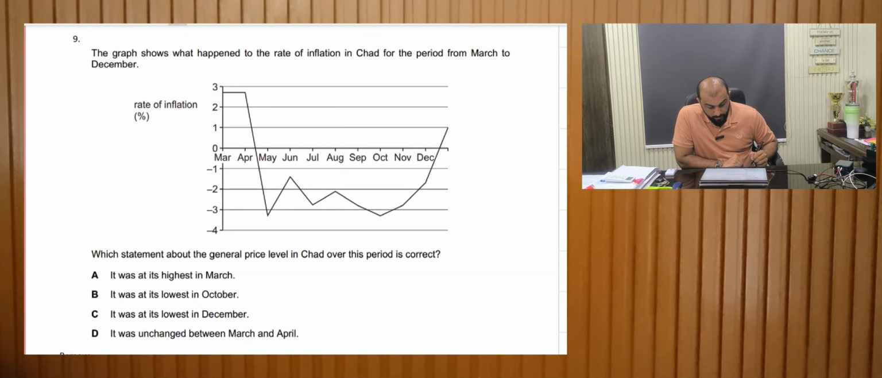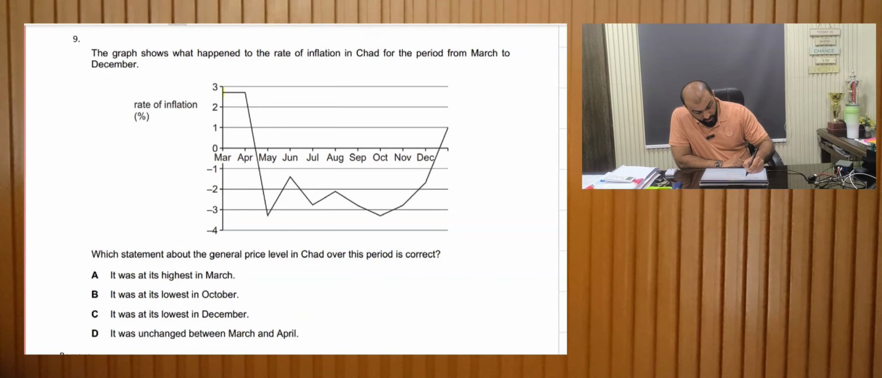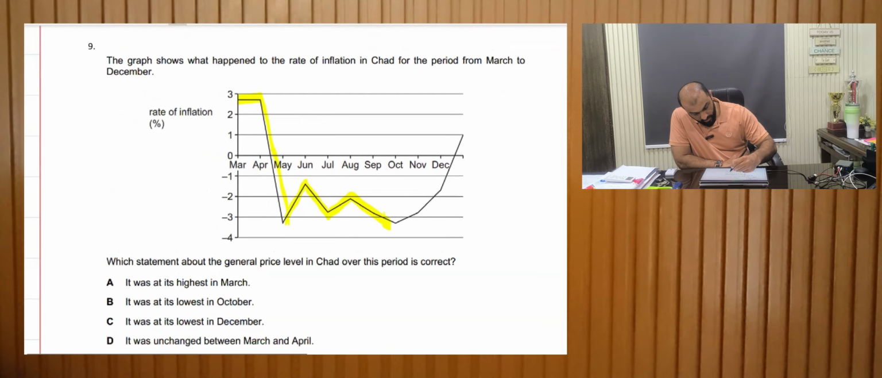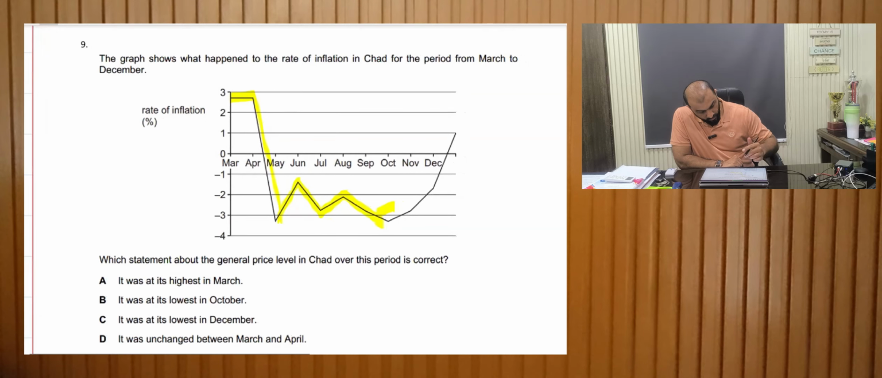The graph shows what happened to the rate of inflation in Chad for the period from March to December. From March, it remained the same till April, then decreased to negative. It stayed negative, and then it increased in December. Which statement about the general price level in Chad over this period is correct?